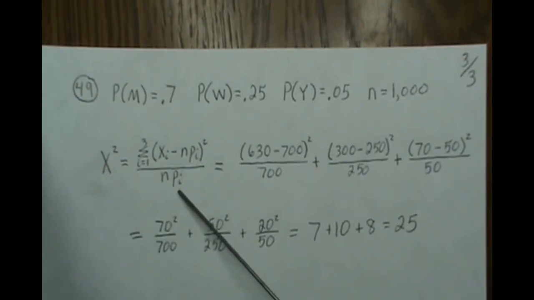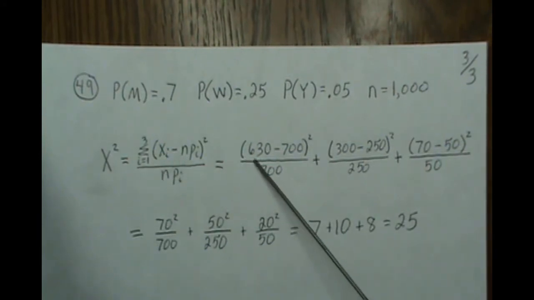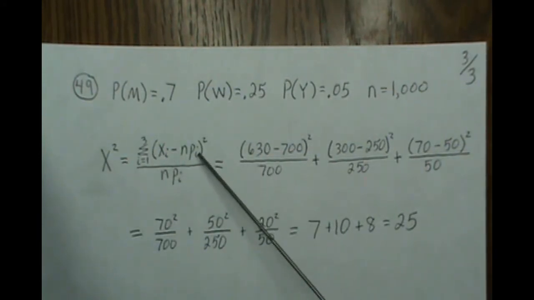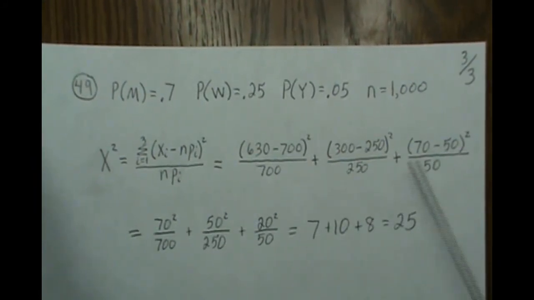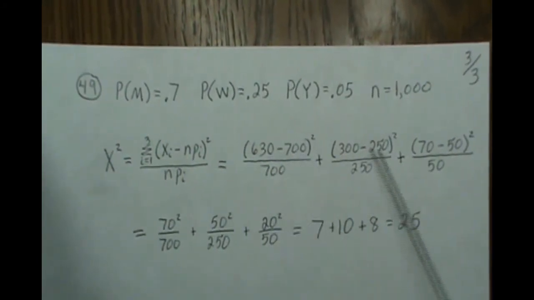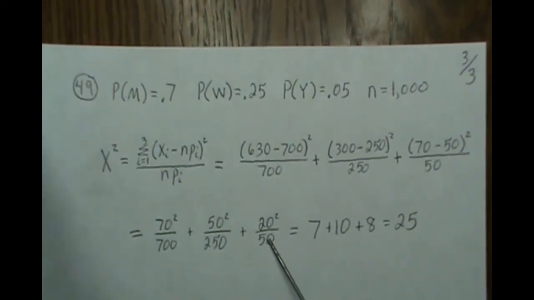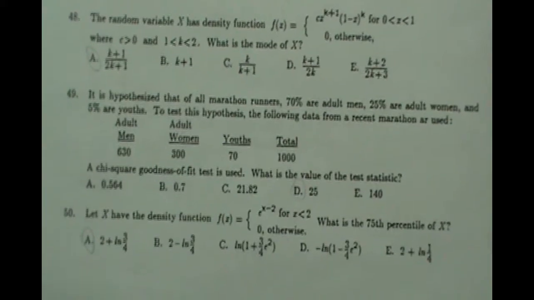Here's our formula for our test statistic. So we start plugging in values. We get 630, and then the probability of a male is 0.7 times 1,000, it's 700, so that's 700. And we do that for women and then youths. And then we start simplifying and then simplifying, and that becomes 25.